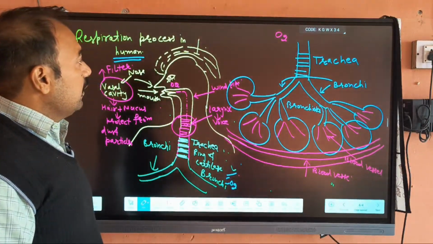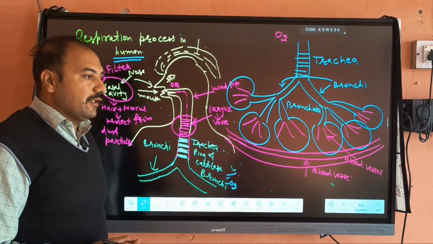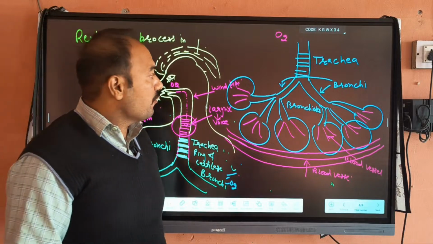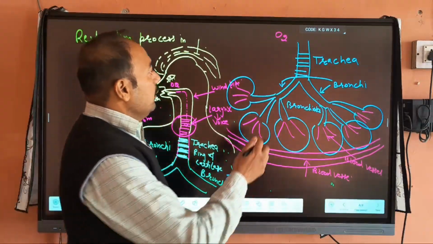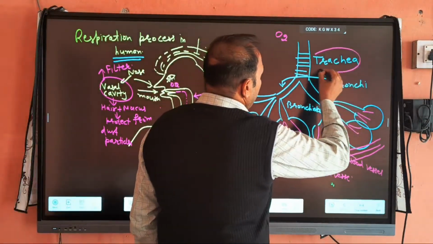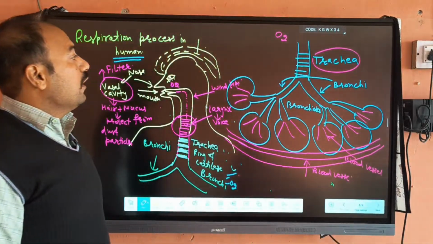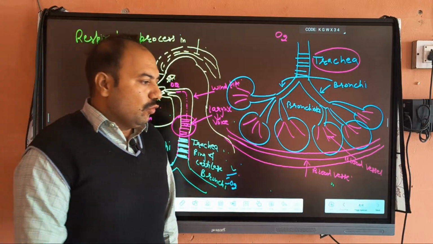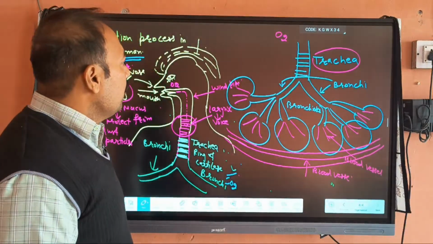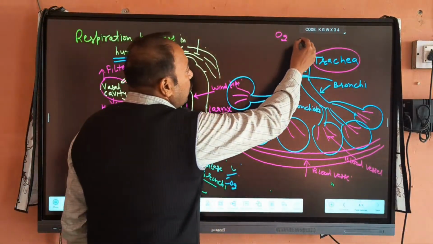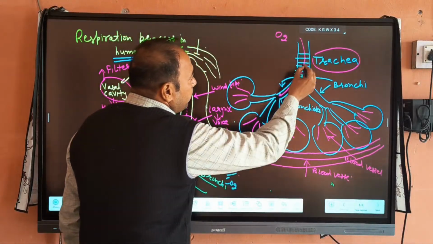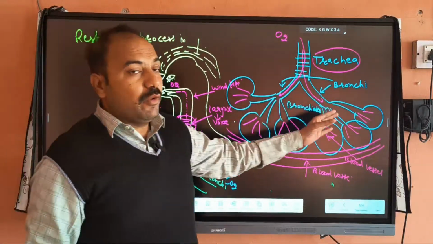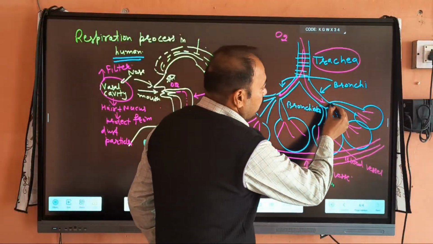After filtering, the air passes through the larynx and the pharynx. This is the voice box, which creates sound. After that, it passes through the trachea. The trachea contains rings of cartilage. What is the primary function of the rings of cartilage? To avoid the collapse of the tube. And after this, the oxygen passes to the bronchi.